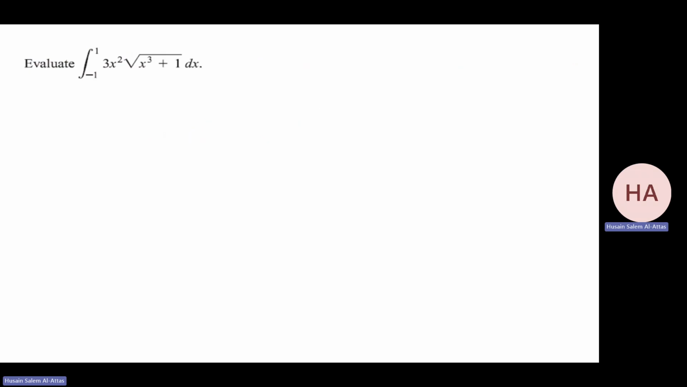Okay, more problems. This is u, this is du. It's a very easy one. So let u equal x cubed plus 1. du will be 3x squared dx. So I substitute minus 1. That gives me 0, since minus 1 plus 1 is 0. With the 1, it will be 2.